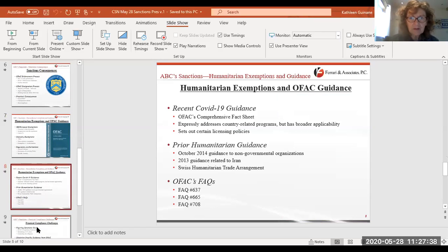Right. So look, there's a lot of guidance that OFAC has put out in terms of fact sheets, as well as frequently asked questions and answers on its website. I think the best place to look for guidance, at least from a country perspective, is the recent guidance OFAC put out on humanitarian efforts to combat COVID-19 and the pandemic. It's a very comprehensive fact sheet.